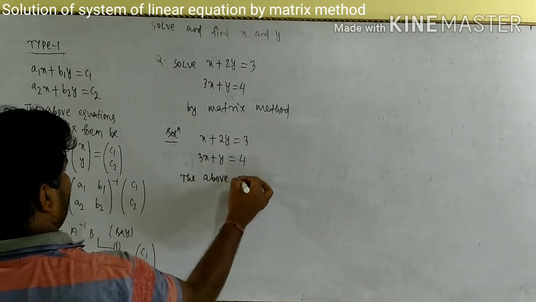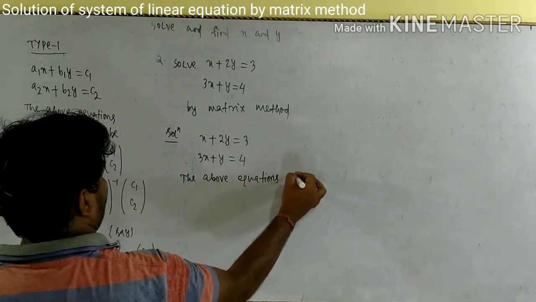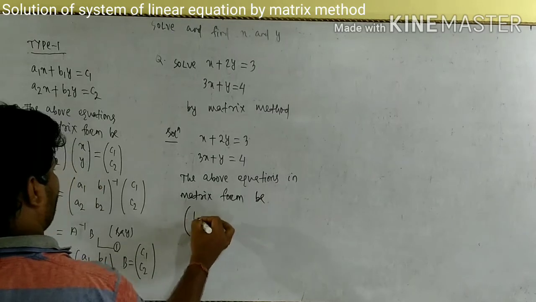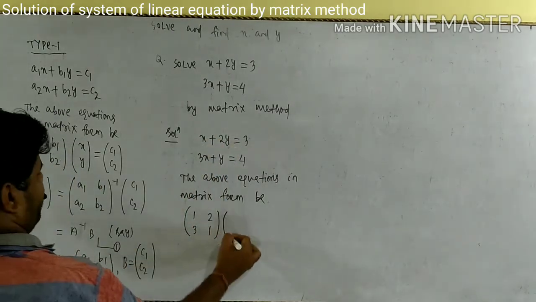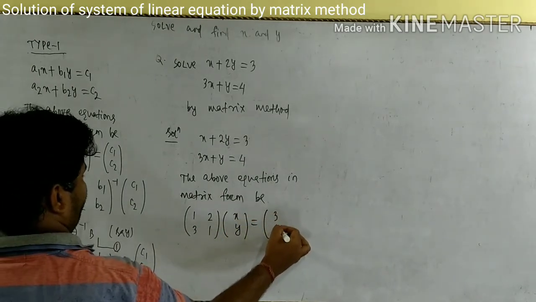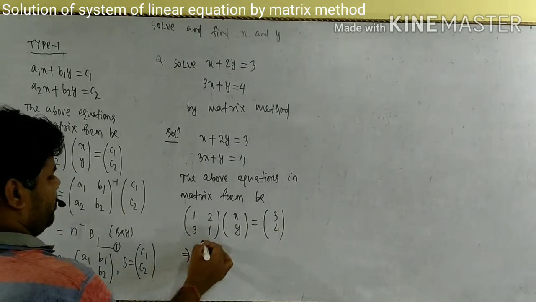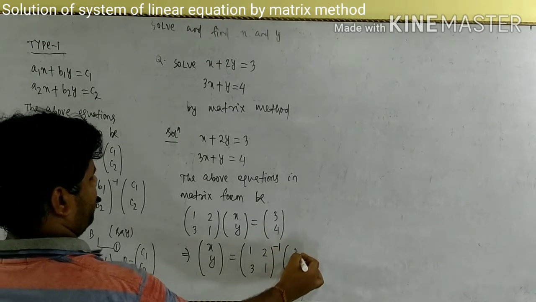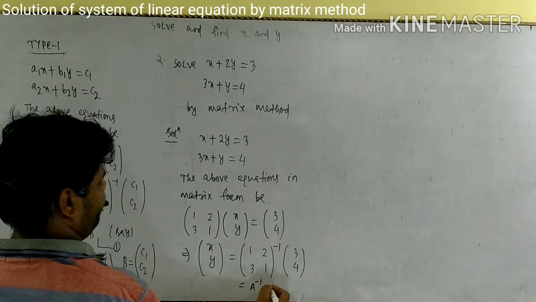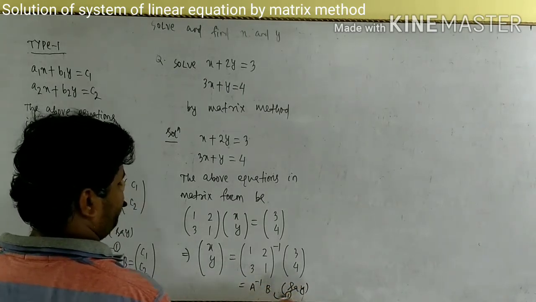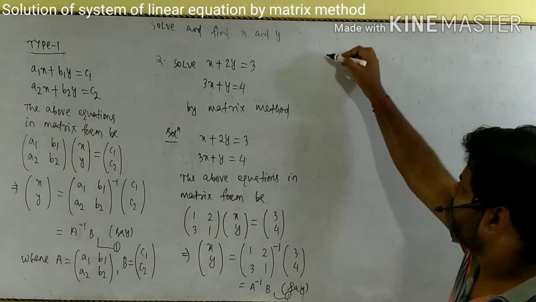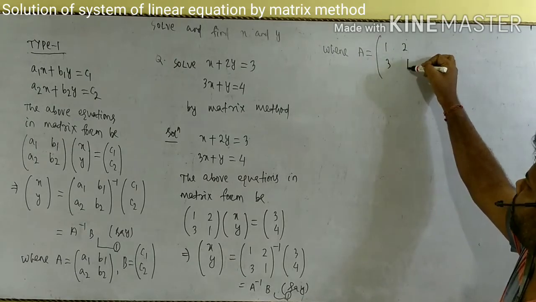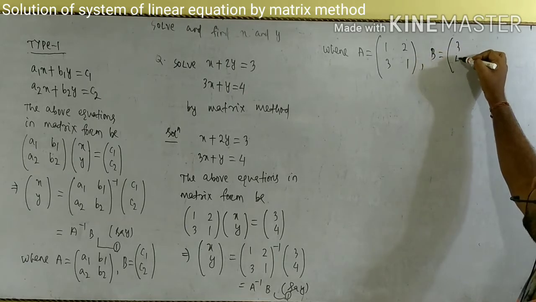The above equations in matrix form. This is your 1, 2, 3, 1 as the coefficients of x, then variables x, y written in one column, then constants written in one column. After writing this, now this is your x, y equal to 1, 2, 3, 1, its inverse, 3, 4. This is your A inverse B. Same as equation 1, where A is your matrix 1, 2, 3, 1. B is your matrix 3, 4.